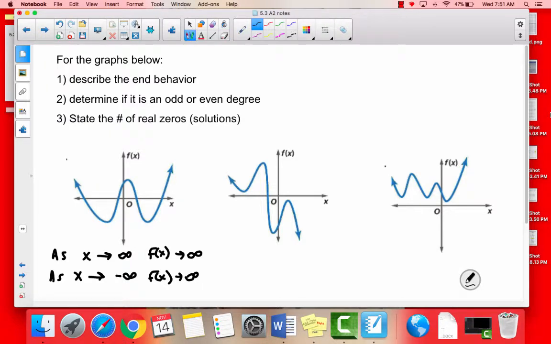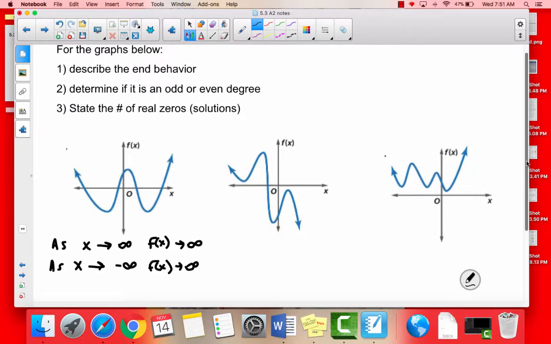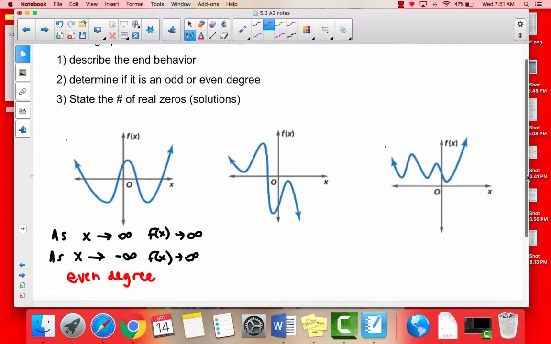Okay? We could do the same thing. In this one, we could tell if it's an odd or an even degree. So if we know that both ends are pointing the same direction, that automatically means it's going to be an even degree. Now, we don't necessarily know what the degree is, but we know it has to be an even number. All right? And then lastly, when it says state the number of real solutions, all you have to do is look at how many times it hits the x-axis. Those are always going to be where our real zeros or roots are. So in this case, it hits the x-axis 4 times. So we have 4 real solutions.